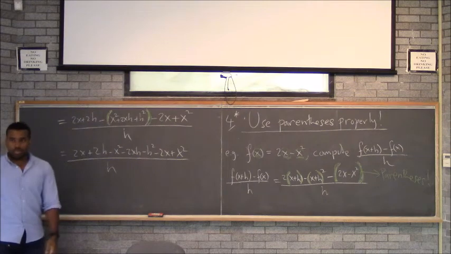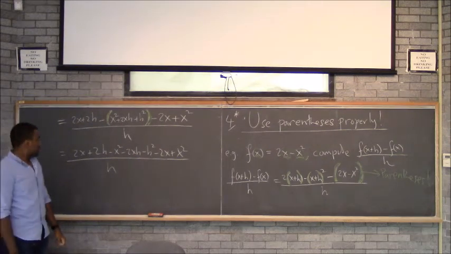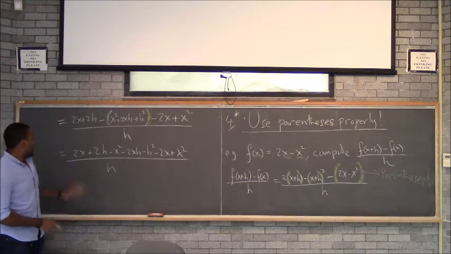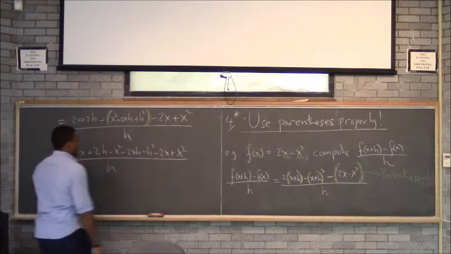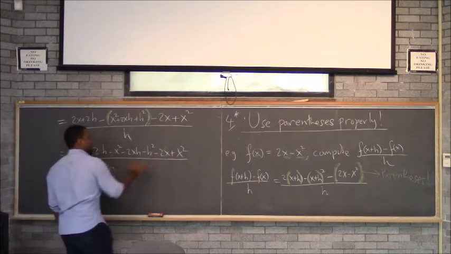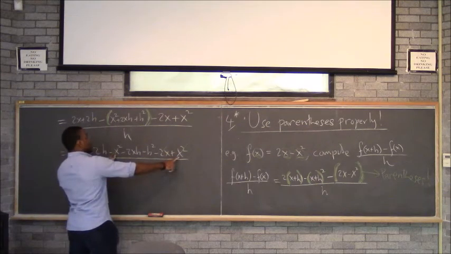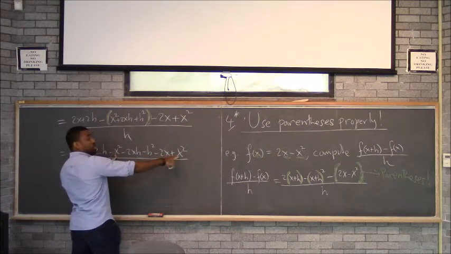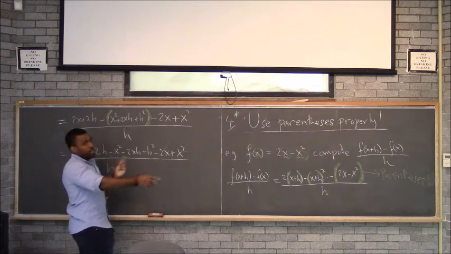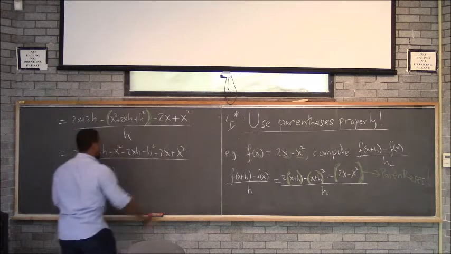What can we do? Cancel the 2x minus 2x, because 2x minus 2x here, and then negative x squared plus x squared. Now this will cancel each other. Now, if you forgot to put the parentheses, it would not cancel. And then you wouldn't get to what you should get to.